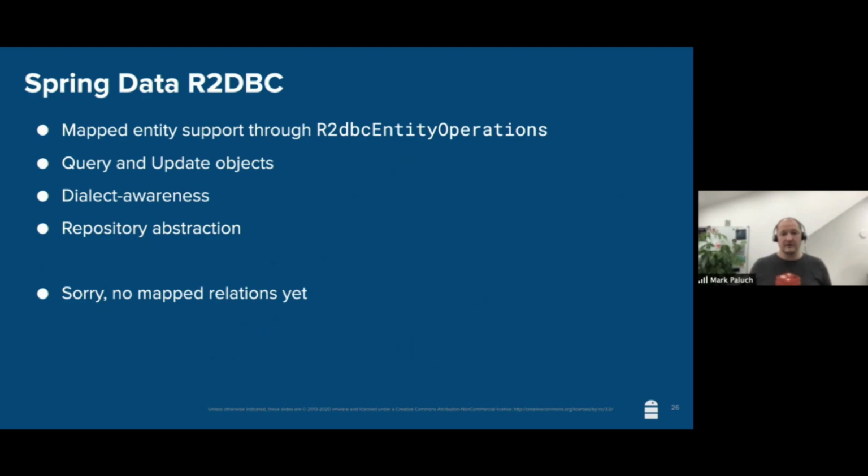One thing that isn't part of Spring Data R2DBC is mapped relations. We are actively discussing that topic, but we do not have a sufficiently good answer to how to surface mapped relations, especially because entities in a reactive world, and especially all data structures in a reactive world, should be immutable. And there we run into difficulties when trying to materialize those objects.